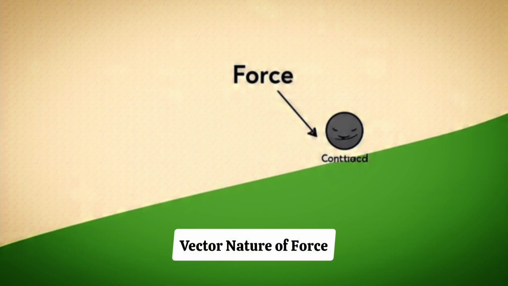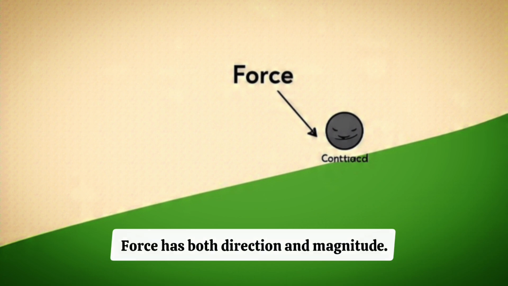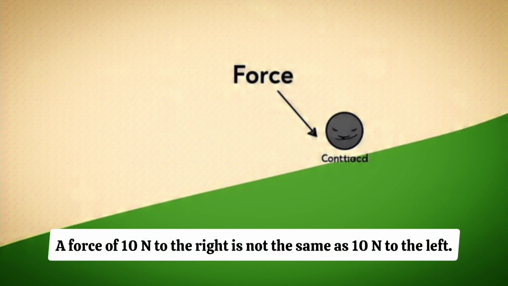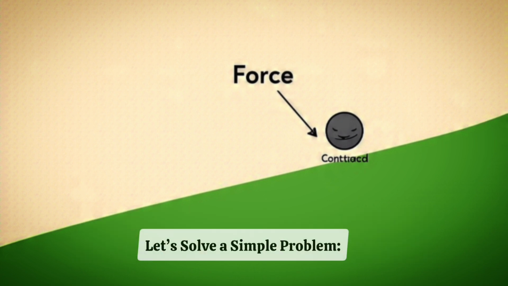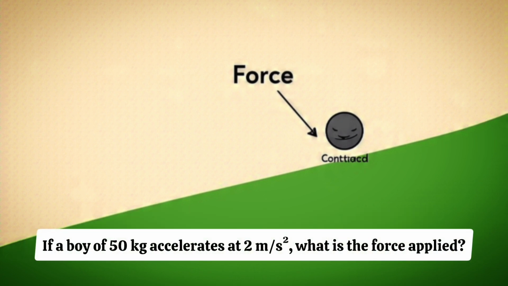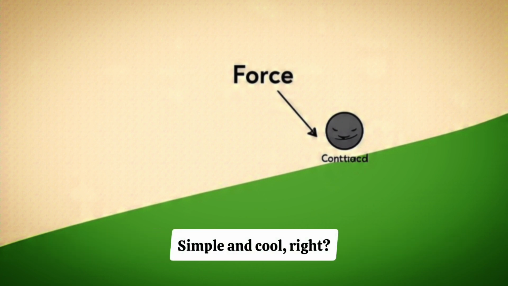Vector nature of force. Remember, force has both direction and magnitude. A force of 10 N to the right is not the same as 10 N to the left. This makes solving problems in physics more interesting. We use arrows to show direction. Let's solve a simple problem. If a boy of 50 kilograms accelerates at 2 m/s squared, what is the force applied? Simple and cool, right?